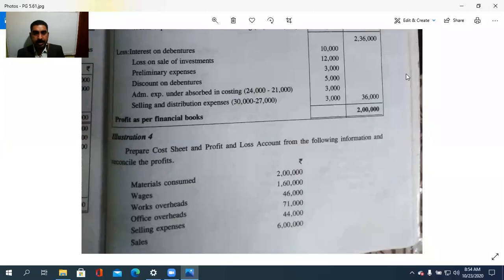So students, prepare a cost sheet and profit and loss account from the following information and reconcile the profits.